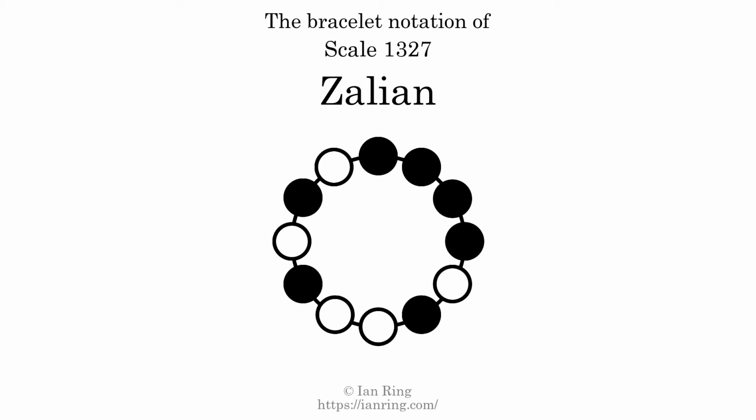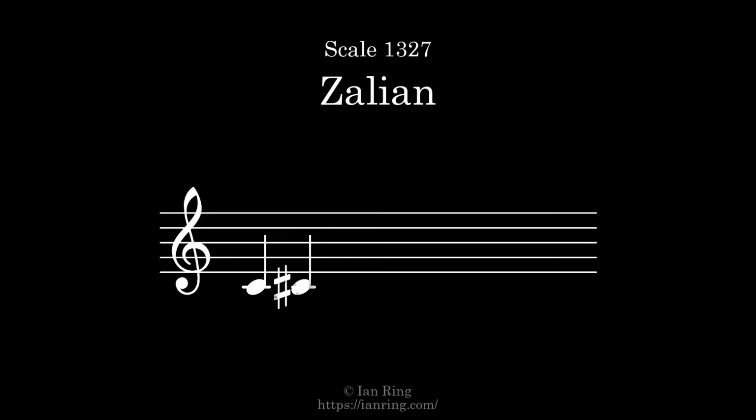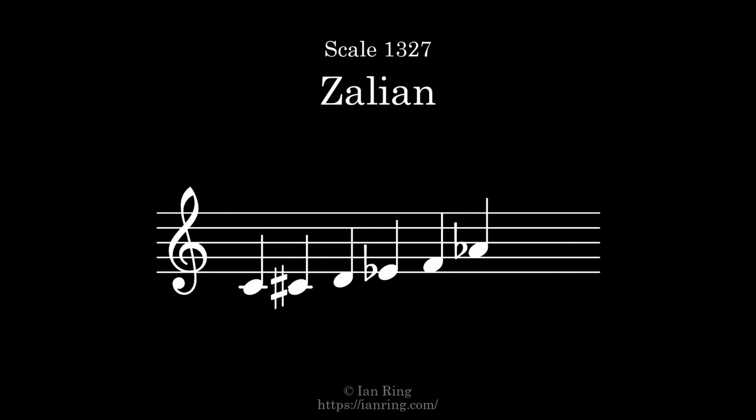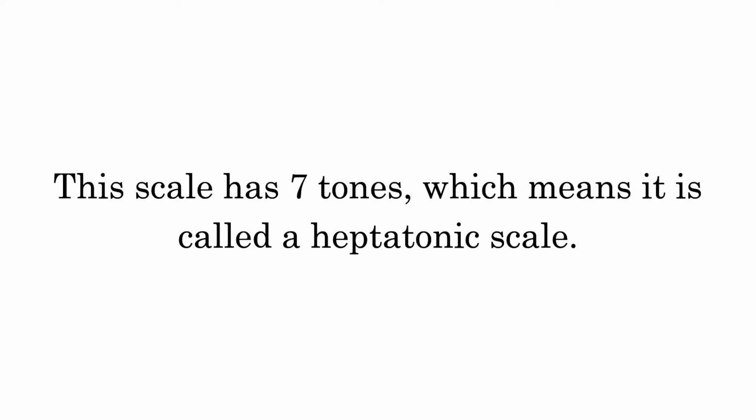1327, Zalian, which sounds like this. This scale has 7 tones, which means it is called a heptatonic scale.